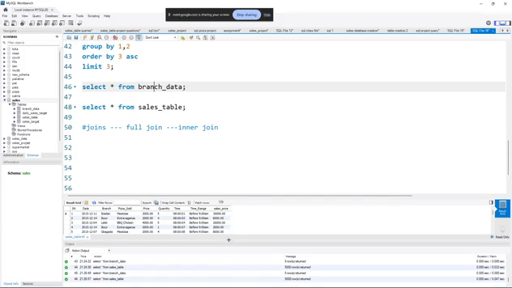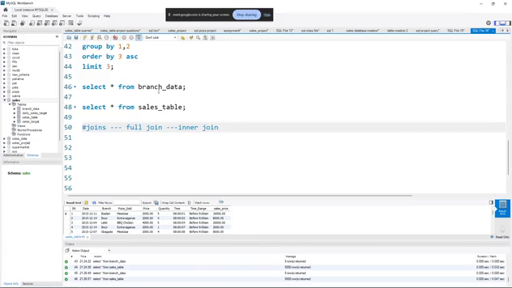By the time I get my output, because Ogba is not in the branch table, I will not see the Ogba here, because that is the meaning of an inner join. Do you understand inner join now? Full join, everything together. Inner join, values that are in both tables.